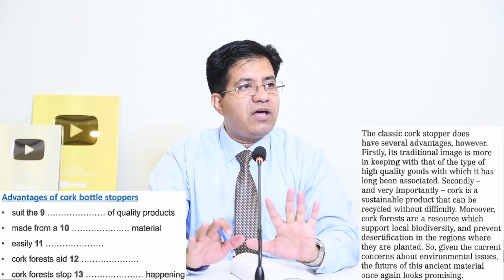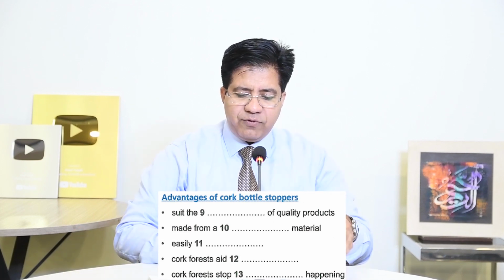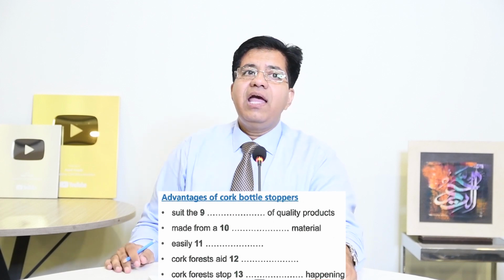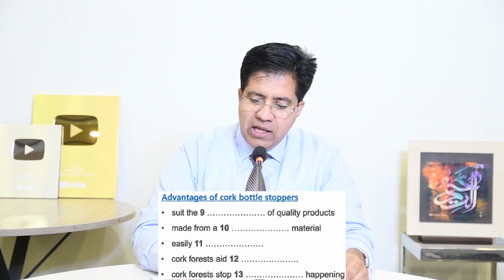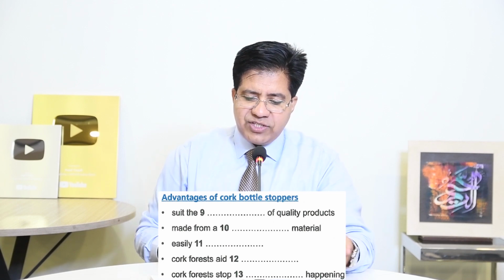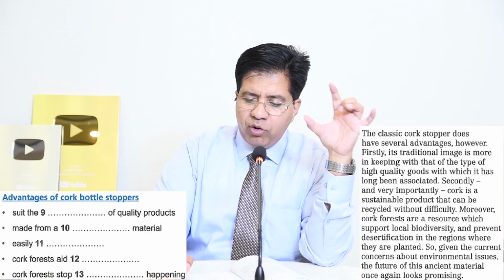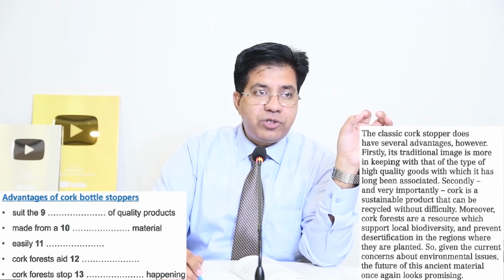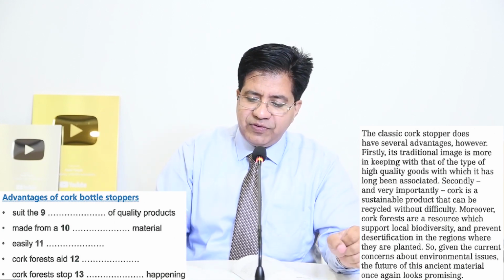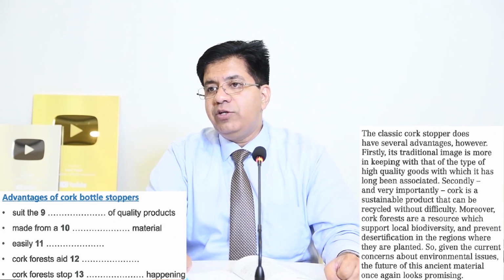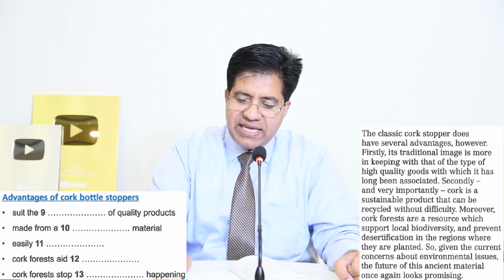Have you noticed some questions and answers are very simple, and in part 1 you will come across such things. Okay. Question number 12. Cork forests aid. Aid means help. So please be quiet and do it individually. Don't discuss anything with anybody. Do it quietly. Otherwise the whole environment is going to be polluted. Cork forests aid something. Moreover, cork forests are a resource which support local. Now, what is the word for aid? Support. Support and aid are the same words, and the answer is biodiversity. When you write biodiversity, be careful with the spelling. In reading, if you have a spelling mistake, it is just because of your own carelessness.